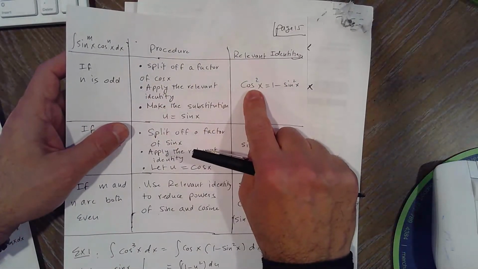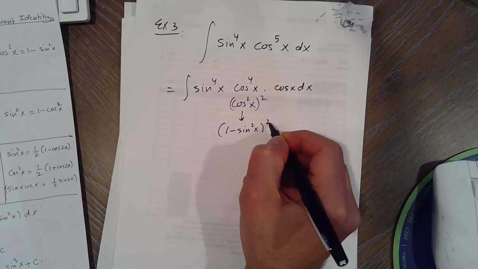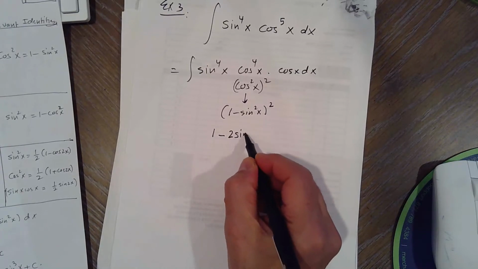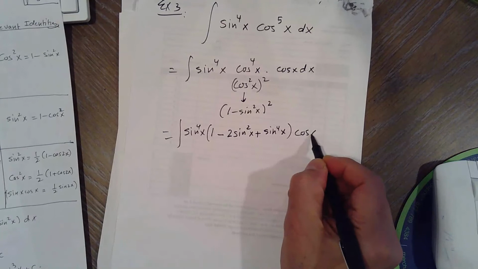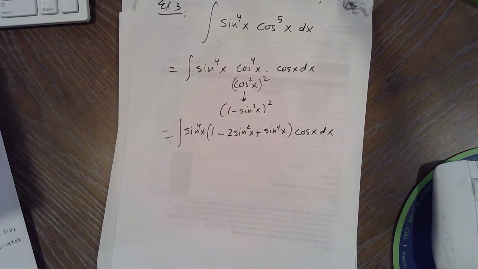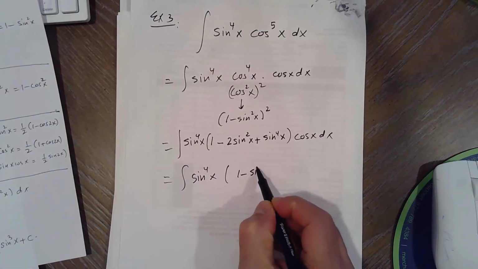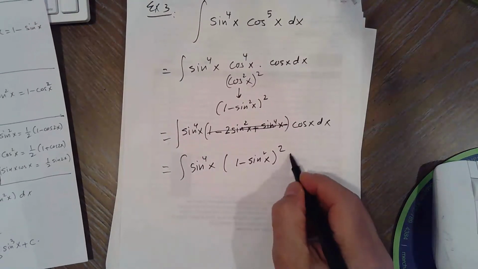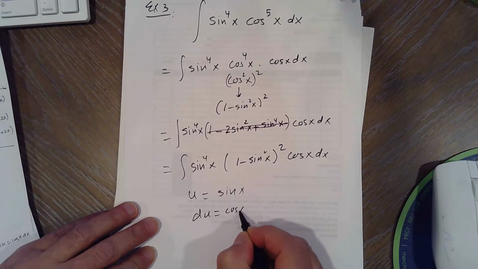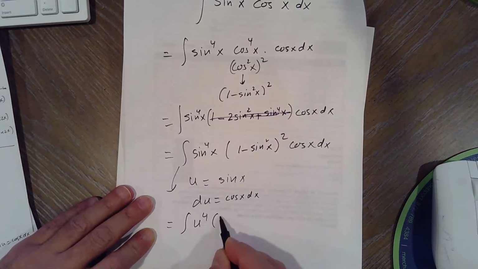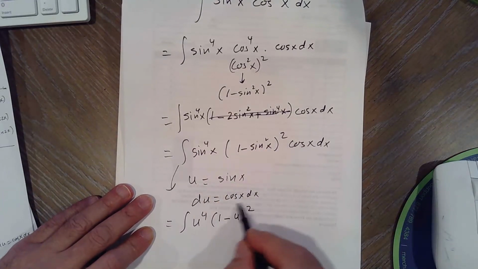Apply the relevant identity, so we're going to replace cosine squared with 1 minus sine squared. Remember, this is cosine squared squared. So this would be 1 minus sine squared x, squared, which is 1 minus 2 sine squared x plus sine to the power 4 x, times sine to the power 4 x cosine x dx. Or we can actually, it's probably easier to leave it like this, because we're going to let u equal sine. So there's no need for that, sorry. So if we let u equal sine x, that's the next step. So du is cosine x dx, and this would be u to the 4, 1 minus u squared. We're going to have to square it, but it's easier to square the u's than the sines. And then cosine x dx is du.